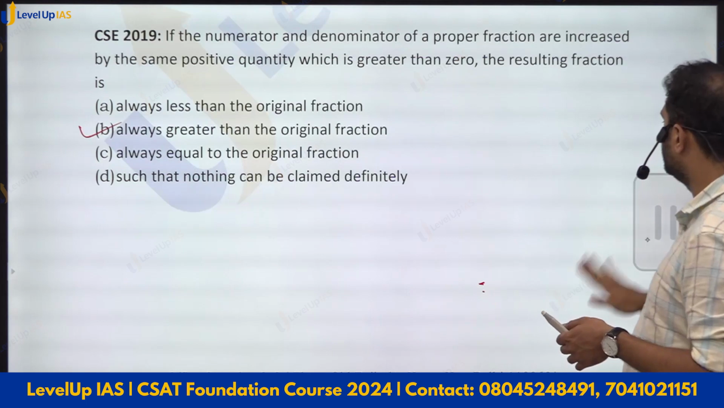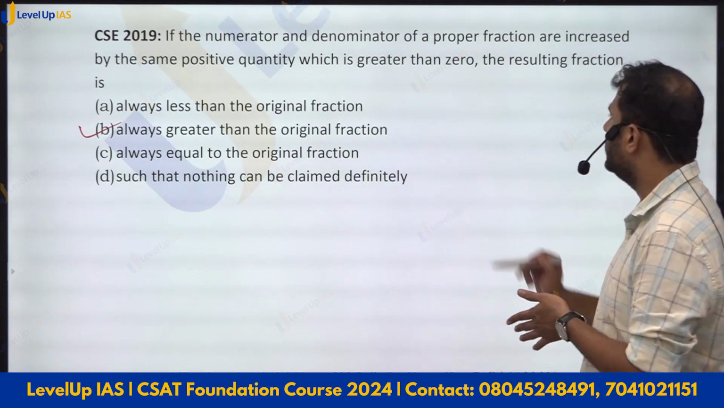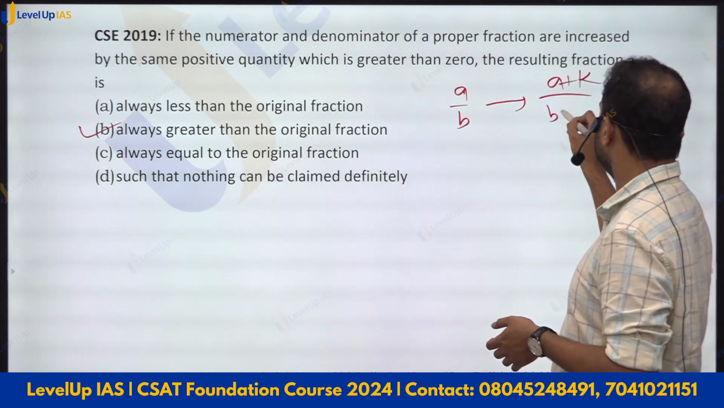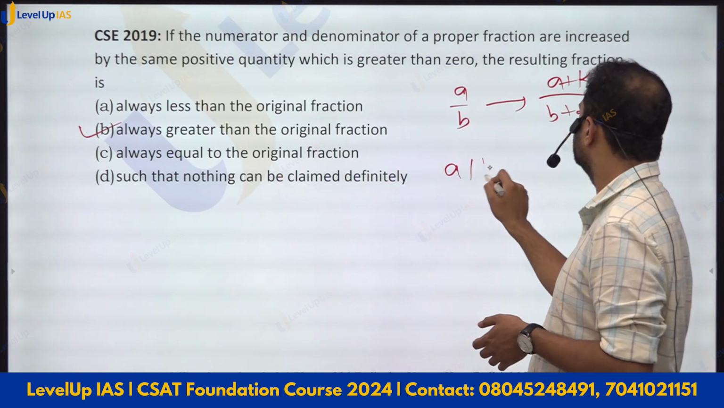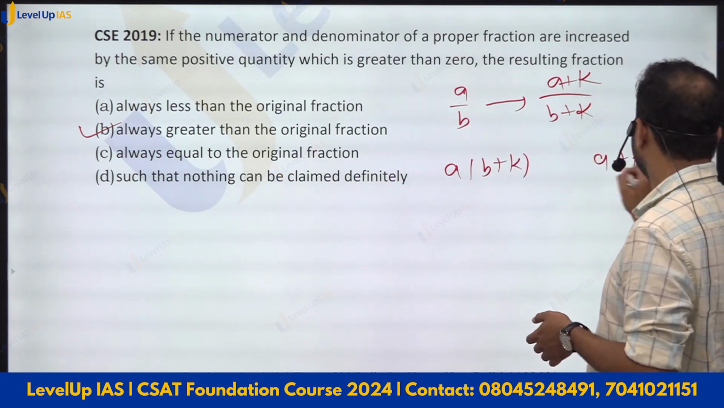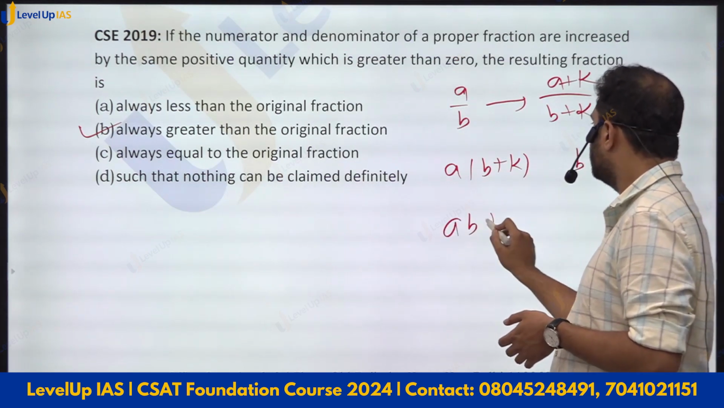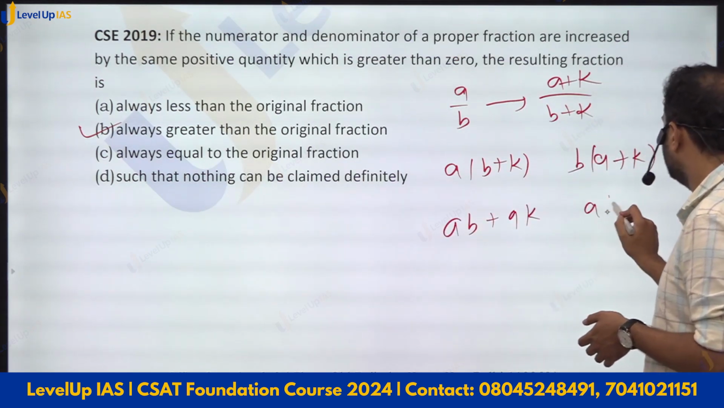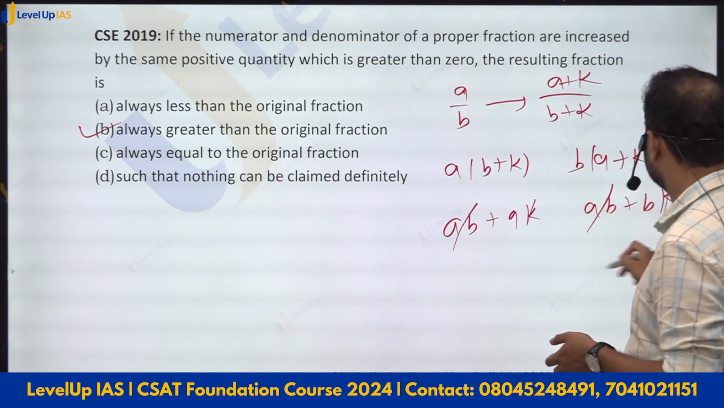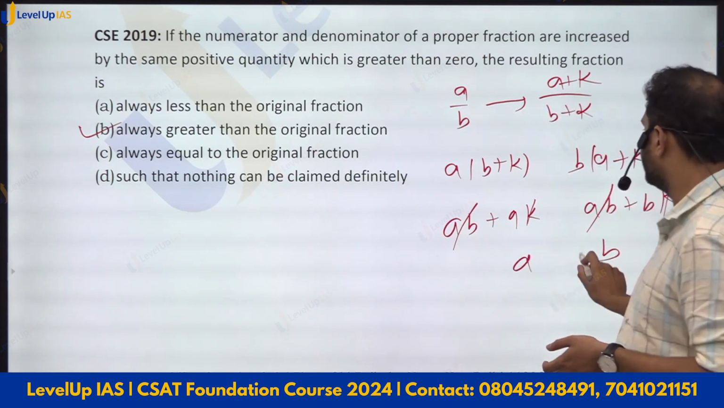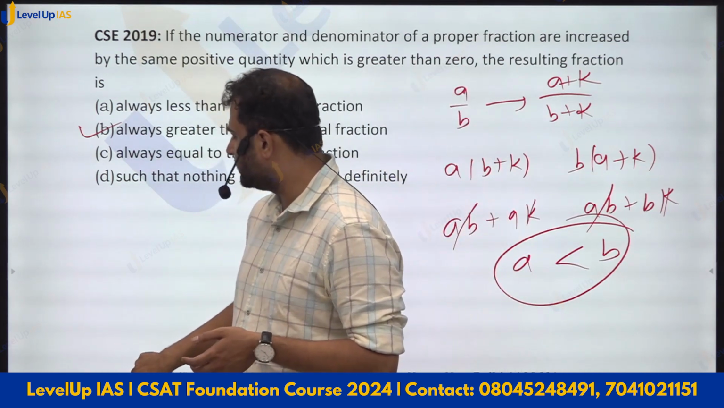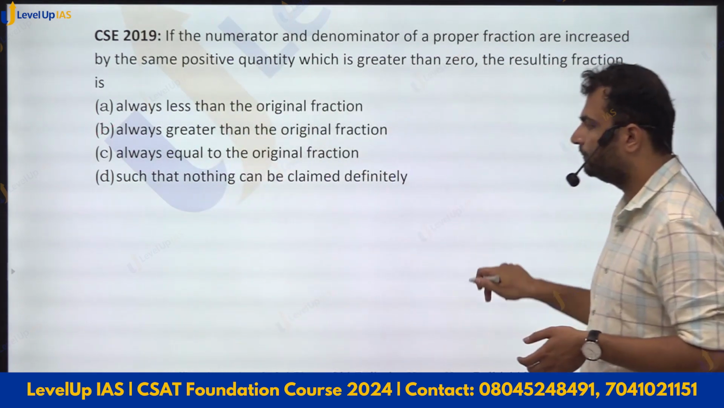If you want to look at it more formally, we can take a by b. The new fraction would be a plus k by b plus k. Multiply a into b plus k, and here we have a plus k into b. This is ab plus ak, and here we have ab plus bk. ab would be cancelled, leaving ak and bk, and k would be cancelled. Then we have a and b. Because b is greater than a, this is always greater, because this is a proper fraction, so the denominator is greater than the numerator. Okay.